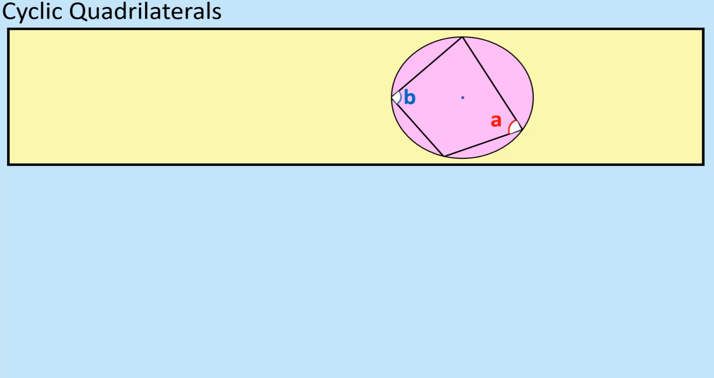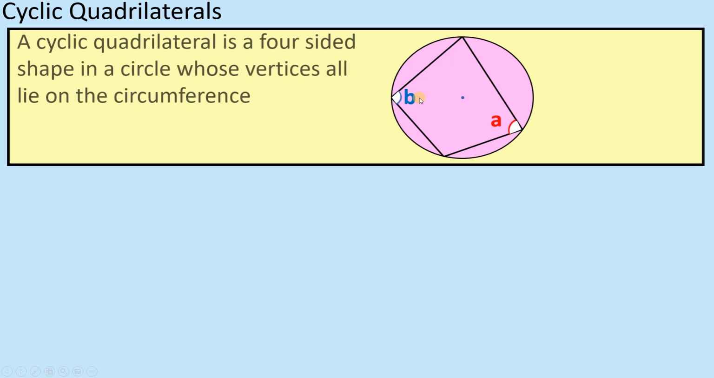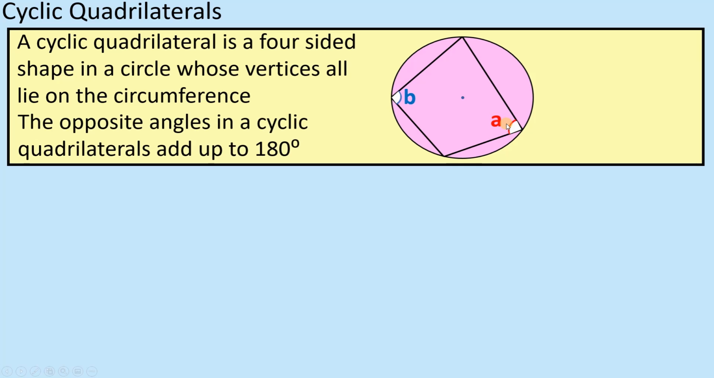Second rule, cyclic quadrilaterals. What you've got is a quadrilateral which fits exactly within a circle, and all the corners of your quadrilateral must touch the edges, so must touch the circumference, I should say. For this to apply, the idea is that the 2 opposite angles of a cyclic quadrilateral equal 180.